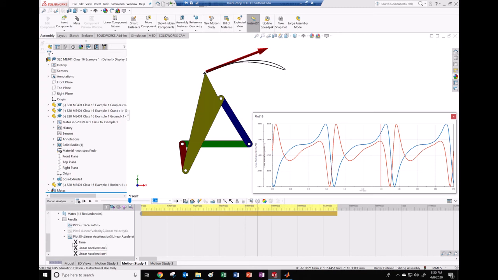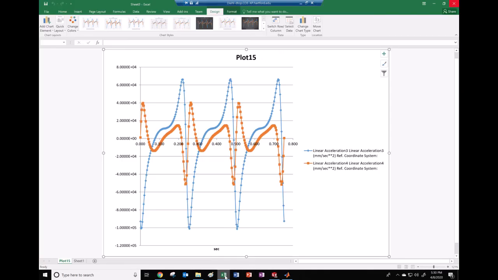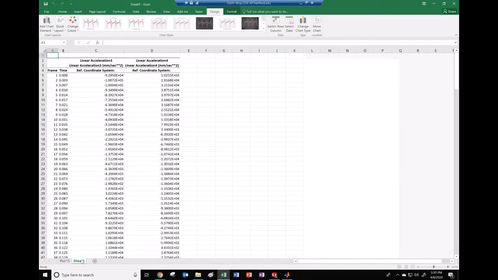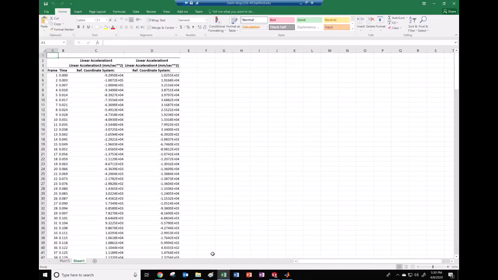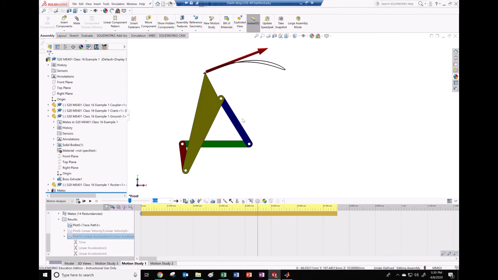So I will export this graph right here to the spreadsheet, and it should open. Yep, it opens up another spreadsheet right here where I can grab the data and I could compare it to Excel, to the Excel result. I'm going to close this up because it doesn't like to play with too much stuff going on.